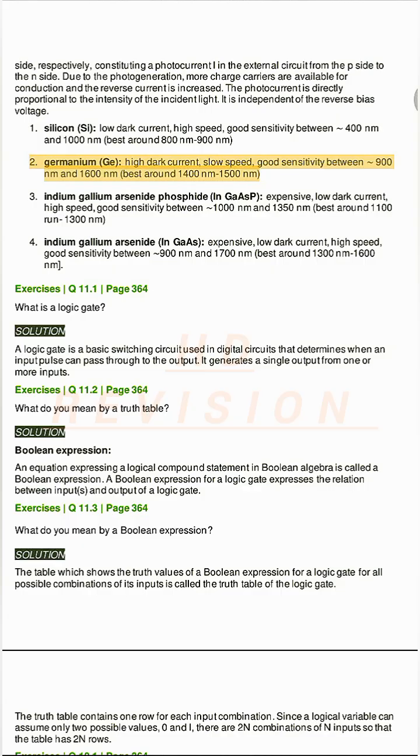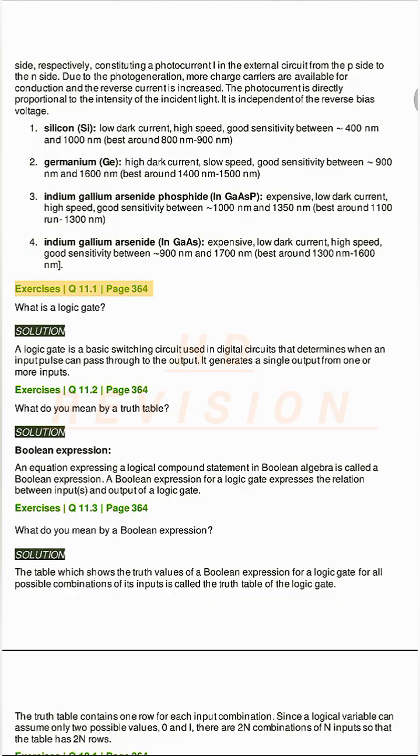3. Indium gallium arsenide phosphide, InGaAsP: expensive, low dark current, high speed, good sensitivity between 1000 nanometers and 1350 nanometers, best around 1100 nm to 1300 nm. 4. Indium gallium arsenide, InGaAs: expensive, low dark current, high speed, good sensitivity between 900 nanometers and 1700 nanometers, best around 1300 nm to 1600 nm.